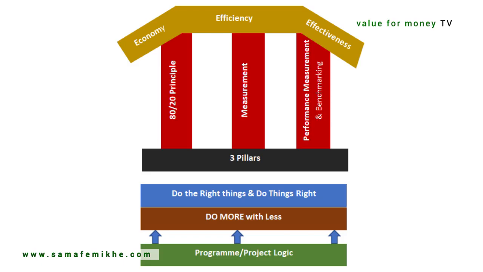Value for money is obtaining maximum benefit from available resources, or put differently, spending less, spending well, and spending wisely to achieve maximum benefit. We explained that this can be made to happen through our understanding and application of the following principles. First, the program transaction logic. Second, the 3 E's: economy, efficiency, and effectiveness, that are supported by the 3 pillars of the 80-20 principle, measurement, and performance measurement and benchmarking. Let us quickly review these elements.